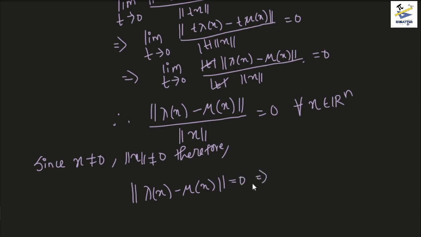And we know from the properties of the norm that if the norm of a function is 0, that function is identically 0, right? So lambda of x minus mu of x is identically equal to 0, which means lambda of x is equal to mu of x, right? So this all shows the fact that the linear transformation is unique.